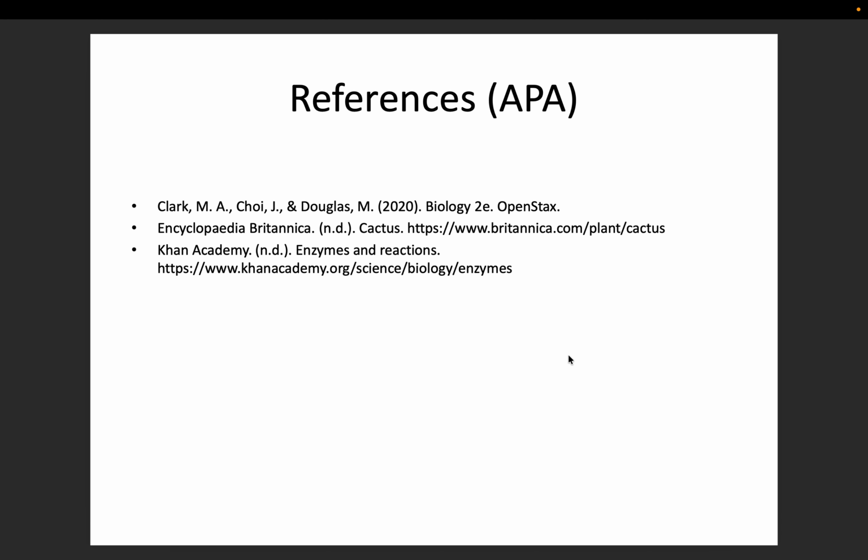Okay, the last slide is references. Before I end, I want to give credit to my sources. I used the biology textbook developed by my class and colleagues, information from encyclopedias, Britannica, and educational resources from Khan Academy. Do you know Khan Academy? Khan Academy is a big website for learning.